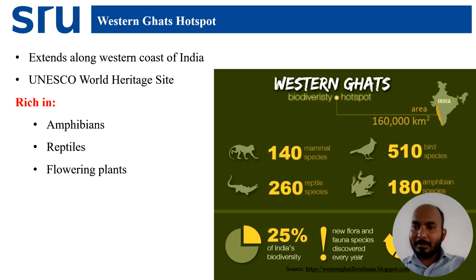The Western Ghats also play an important role in river formation and support climatic regulation. Several major Indian rivers originate from this region.